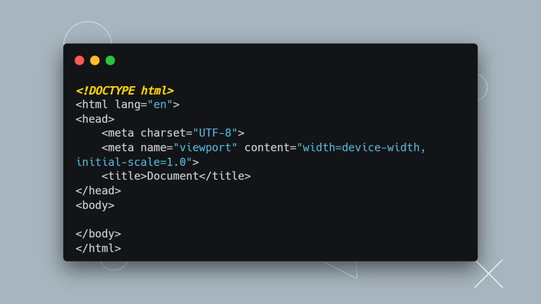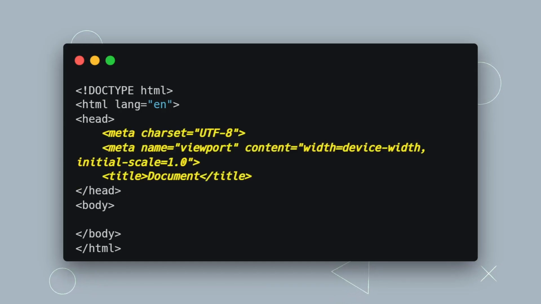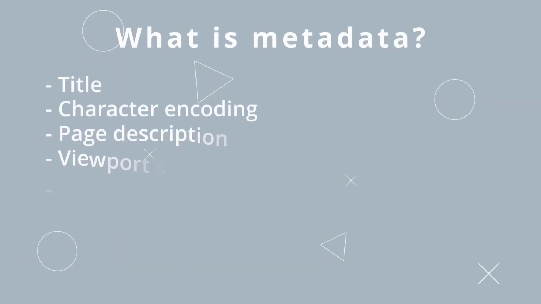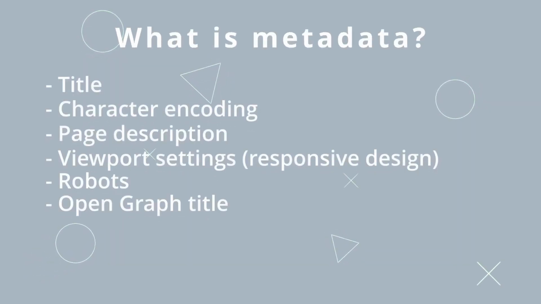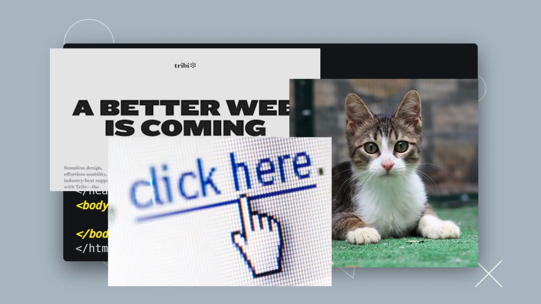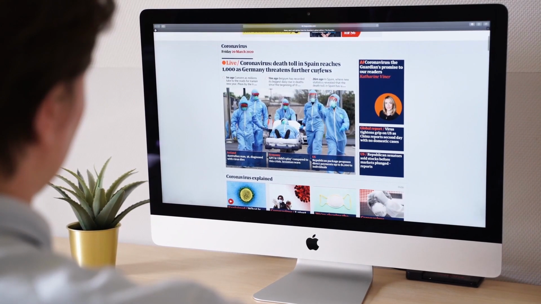Doc type HTML tells the browser this is an HTML file. HTML wraps the entire page. Inside head, you put metadata like title, styles, and scripts. Metadata is basically the information about the page that isn't shown directly, like the title, the description, or the character set, for example. Inside the body, you put the visible content of the page.